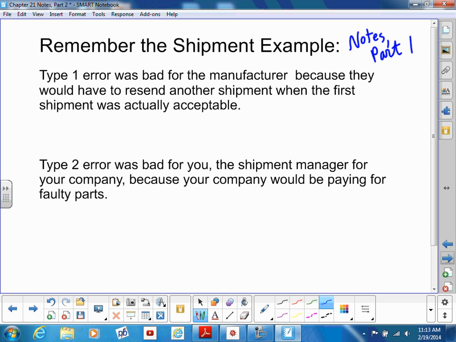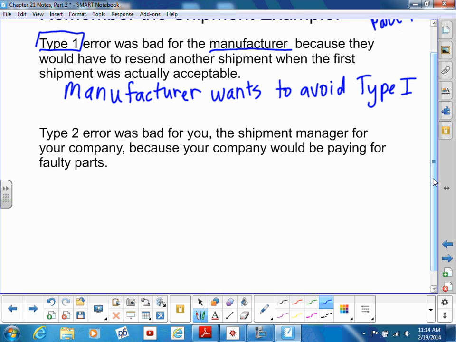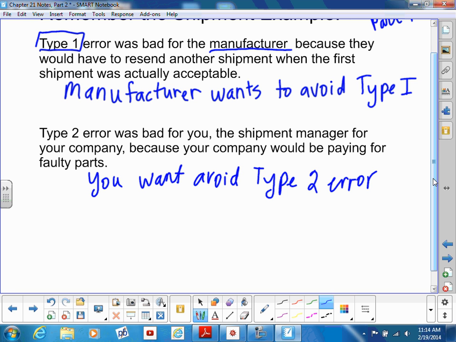So on our notes part 1, this is what was going on. Type 1 error was bad for the manufacturer because they would have to resend another shipment when the first shipment was actually acceptable. Okay, so type 1, the manufacturer wants to avoid a type 1 error. Type 2 error was bad for you, the shipment manager of your company, because your company would be paying for faulty parts. So you want to avoid a type 2 error. All right. Look at how I switched up those things. Okay, so guess what?